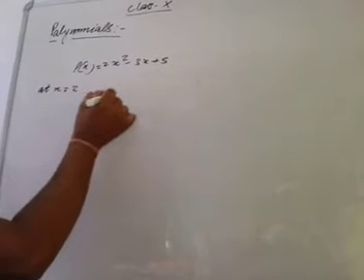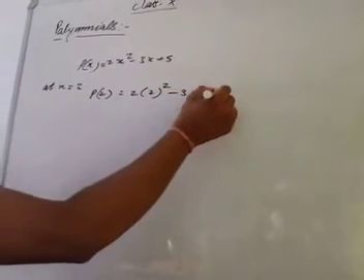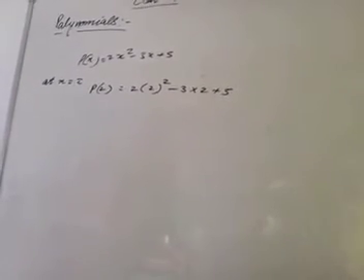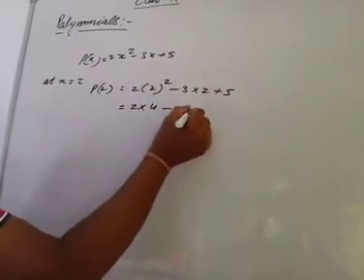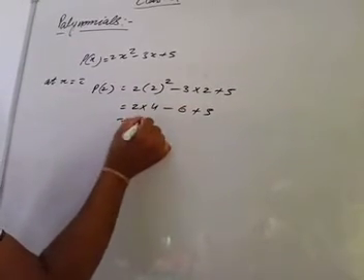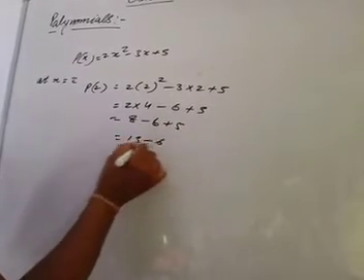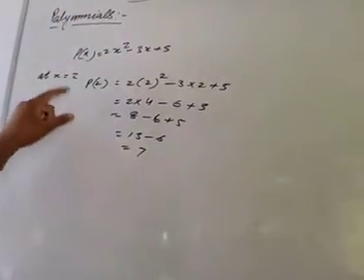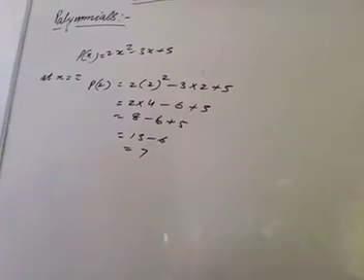We get p(2) will be 2 into 2 squared minus 3 into 2 plus 5. At the place of x we replace 2. It will be 2 into 4 minus 6 plus 5, 8 minus 6 plus 5, that's 13 minus 6, 7. So the value of the polynomial at 2 will be 7. Okay.